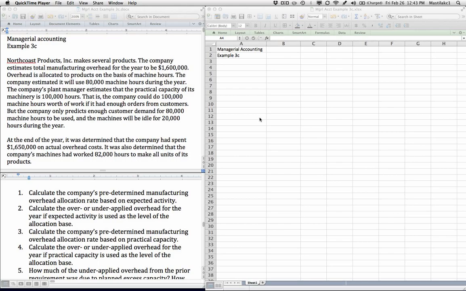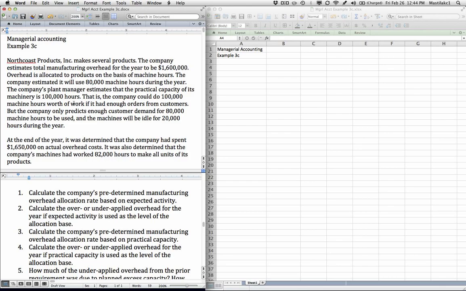Managerial Accounting, Example 3C. The issue here is what to do when we have a significant amount of spare capacity in our manufacturing facility. So in this example, we're spending $1.6 million in overhead. The overhead that we're spending buys us the capacity, the amount of machinery and the other infrastructure, so that if we had enough orders from customers, we could do 100,000 machine hours worth of work. But we expect that we're only going to have demand for enough products to use 80,000 machine hours worth of work. So how do we treat this 20,000 hours of planned idle capacity?